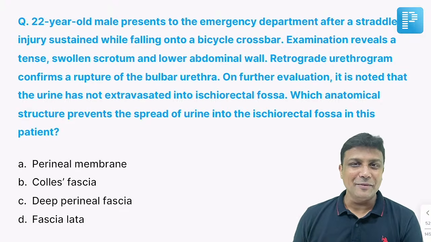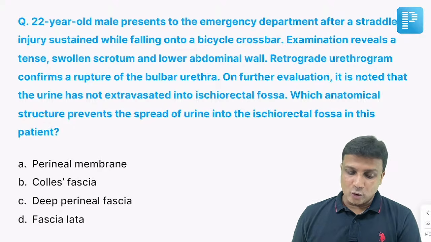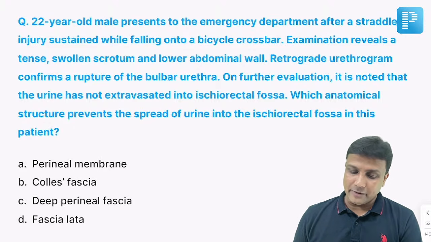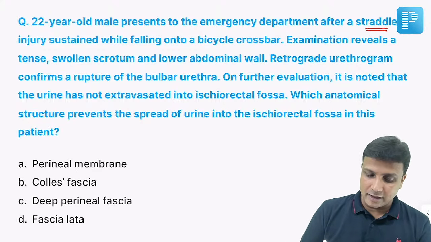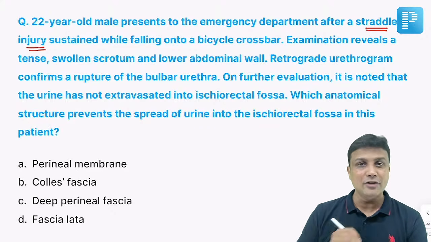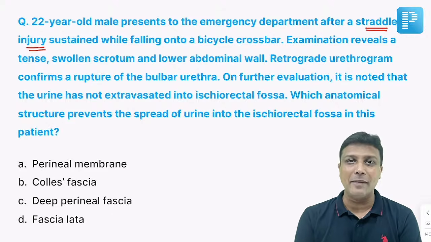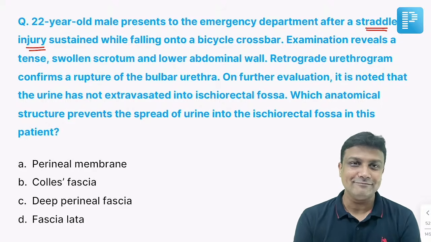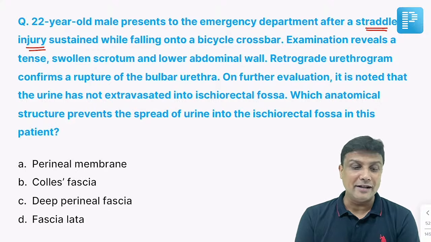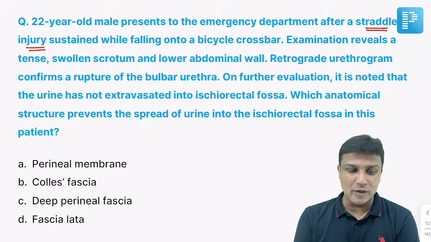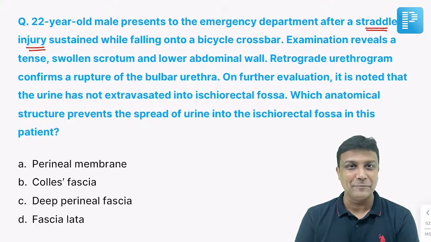Another important concept nowadays is the extravasation of urine. A 22-year-old male presents to the emergency department after a straddle injury. Can anyone tell me, before I teach you, in straddle injury, which urethra will be injured? Will it be the membranous urethra or the bulbar urethra? Come on, a straddle injury will occur when a person is riding a bicycle on a bumpy road. Very good, very nice.